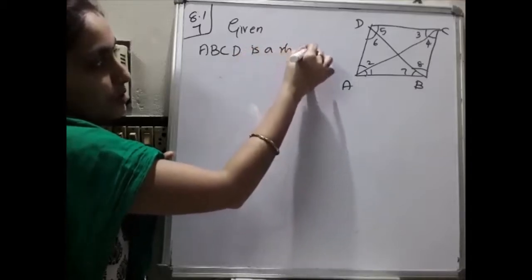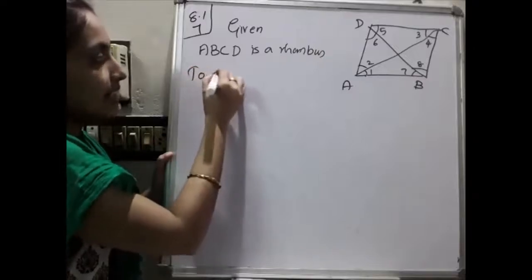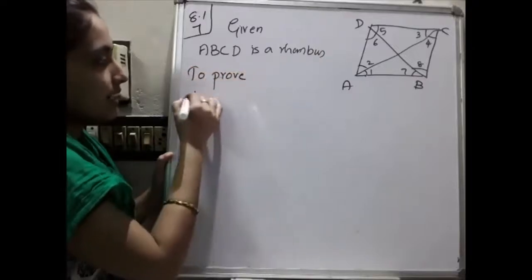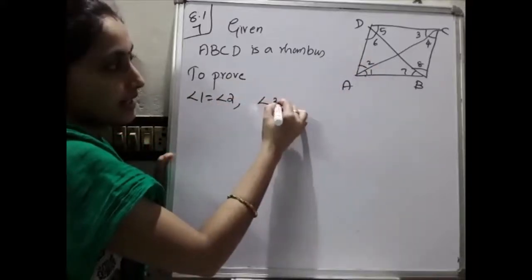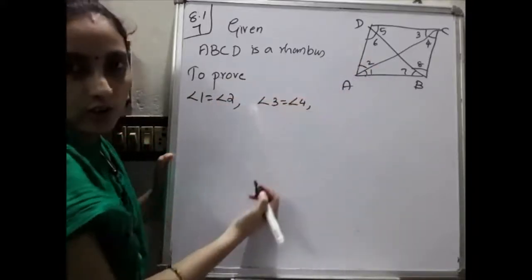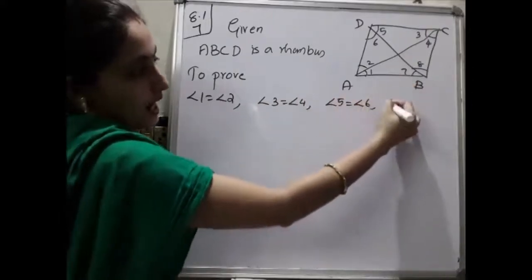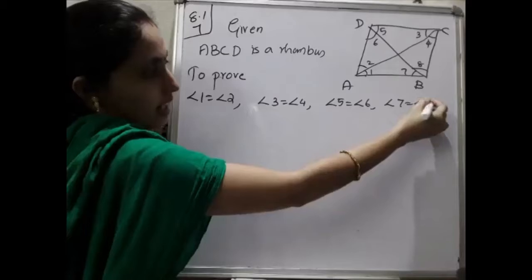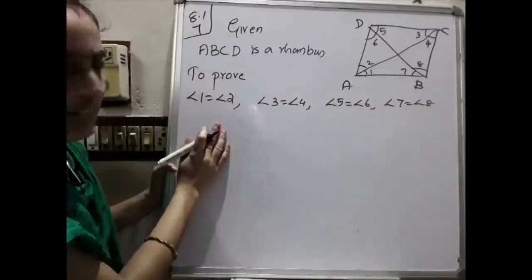So what you have to prove? We have to prove the bisects, is it? So to prove its angles are equal. What angles are equal? Yes, angle 1 is equal to angle 2. This thing you have to prove. Then angle 3 is equal to angle 4. This thing you have to prove. Then angle 5 is equal to angle 6 we want to prove. And angle 7 is equal to angle 8. These things we have to prove. Okay, easy one.